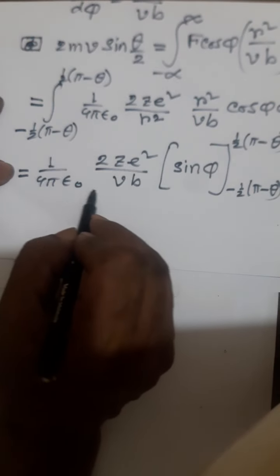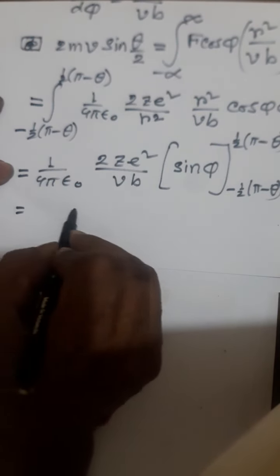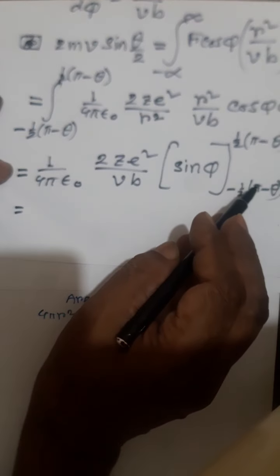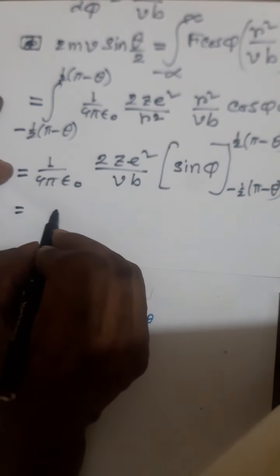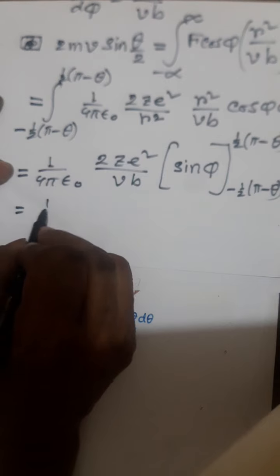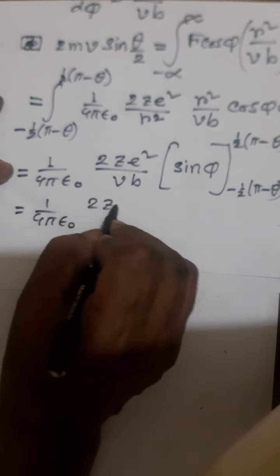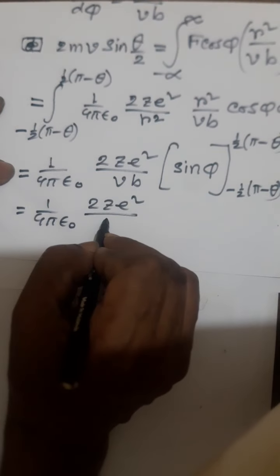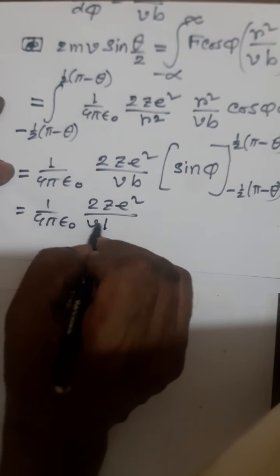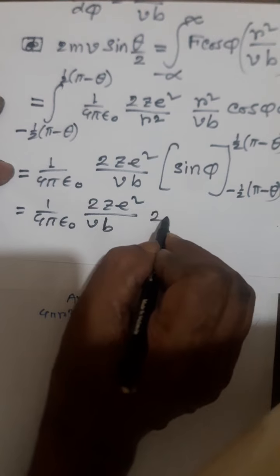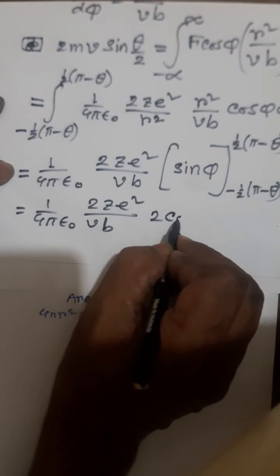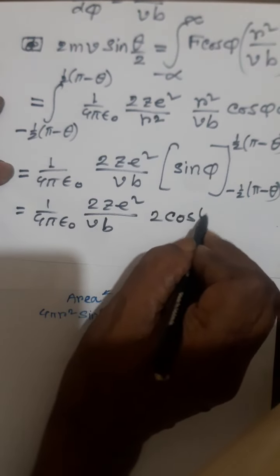which is equal to twice cos theta by 2, that is 1 by 4 pi epsilon naught, 2z square by vb, into 2 cos theta by 2.